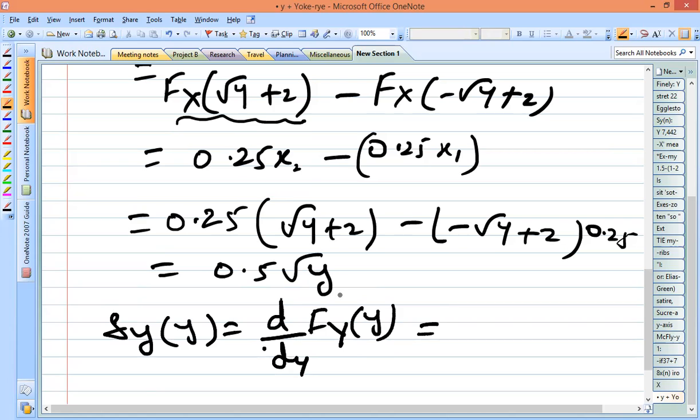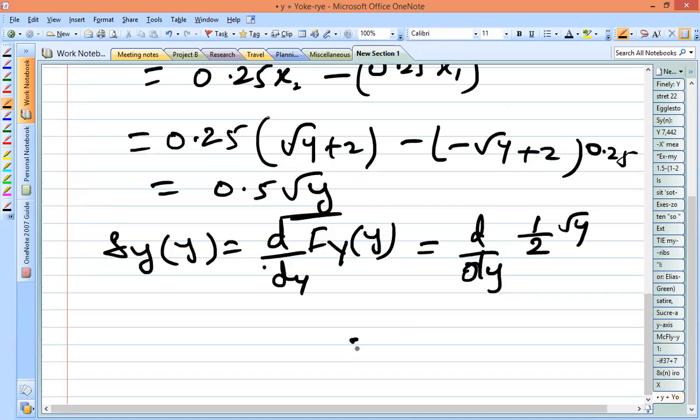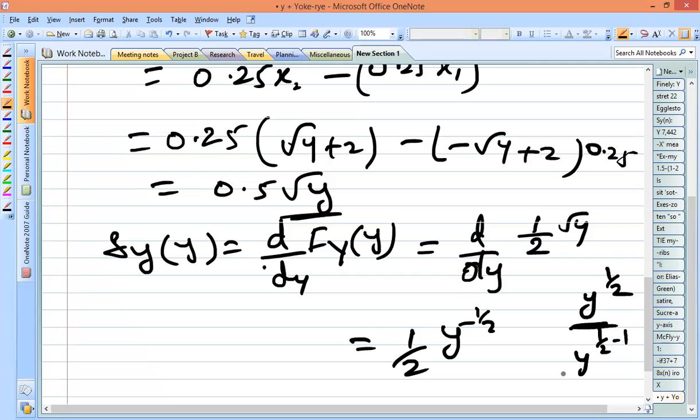So here you have this value. Differentiate this with respect to y: d by dy of 1 by 2, I'll write 1 by 2 instead of 0.5, and root y. Differentiating this, it will yield 1 by 2 times the differentiation of root y. How much is that? Y to the power minus 1 by 2. Root y is y to the power 1 by 2, so the differentiation will be y to the power 1 by 2 minus 1, which yields y to the power minus 1 by 2.